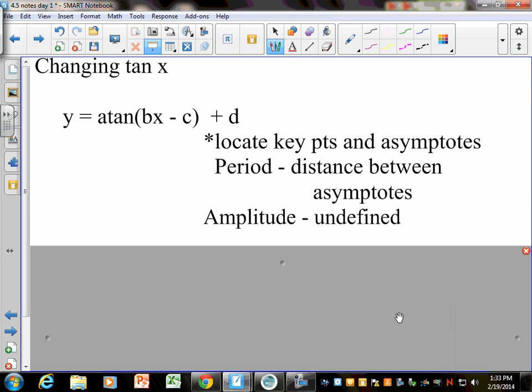So the period is the distance between the asymptotes, because if you notice about our tangent graph, every asymptote repeats itself. So the period is how long does it take to start repeating itself? The distance between the asymptotes, which is different than sine and cosine. For tangent, it's going to be just pi over b, not 2 pi over b. So that's an important difference.